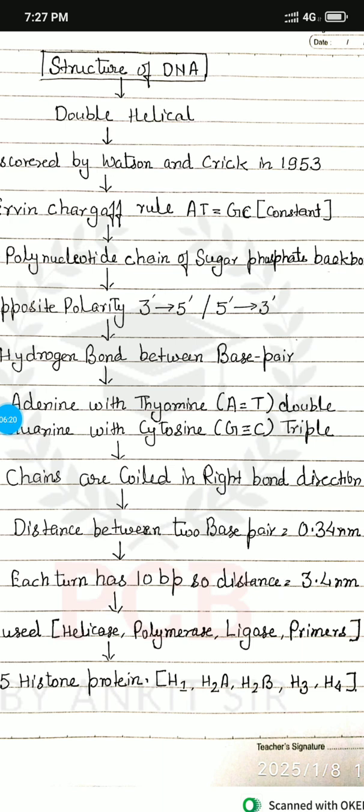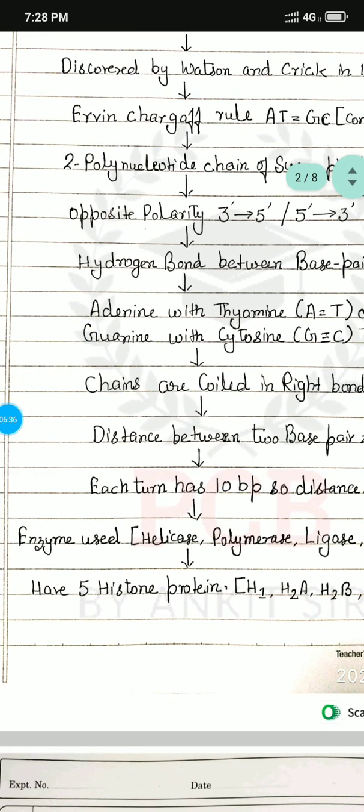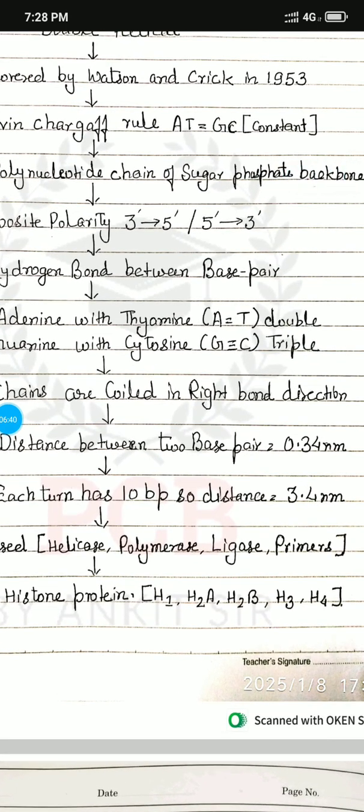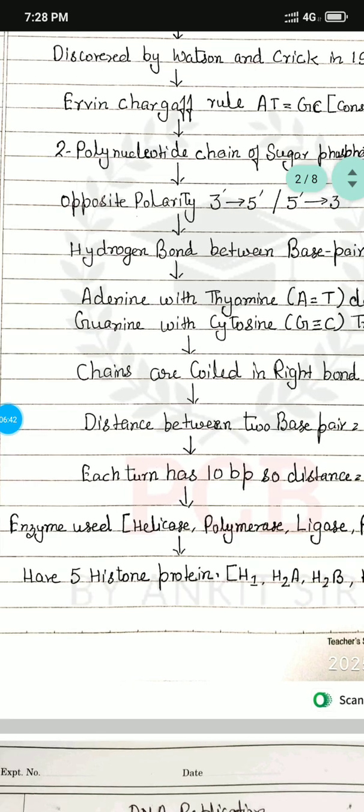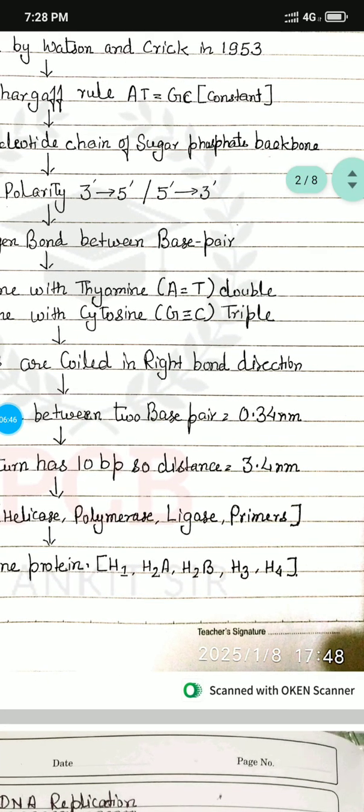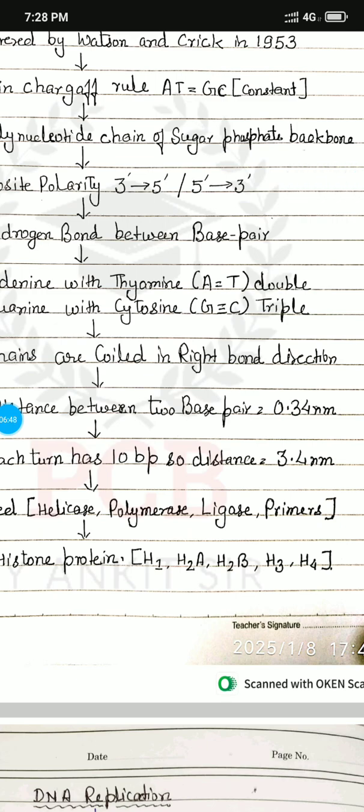The chains are coiled in a right-handed direction, and the distance between two base pairs is 0.34 nanometer. Each turn consists of 10 base pairs, so the total distance is 10 times 0.34, which becomes 3.4 nanometer. Enzymes which are used in this are helicase, polymerase, ligase and primase. It also has 5 types of histone protein, H1, H2A, H2B, H3 and H4, which combine and form the octamer.